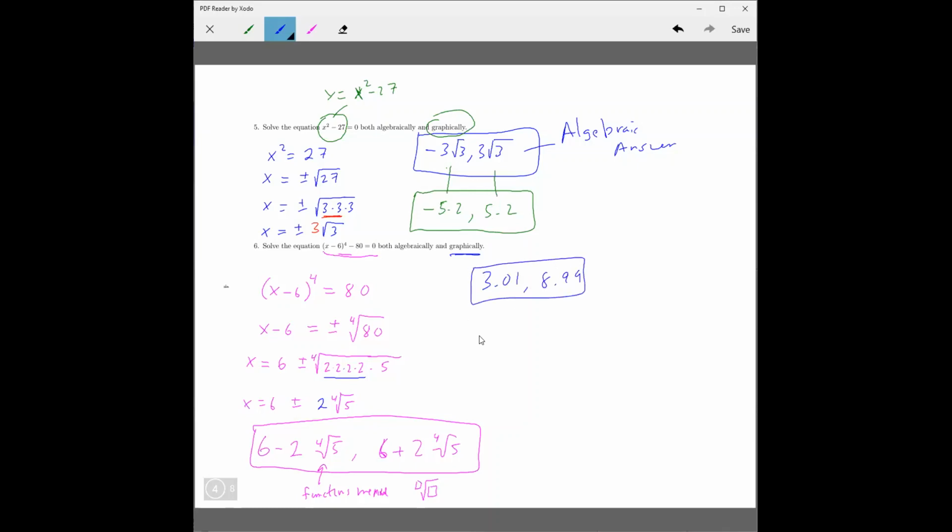That's graphically. And again, this answer is just 6 minus 2 times the 4th root of 5. And this answer is 6 plus 2 times the 4th root of 5. Approximately. They correspond. They're not exactly equal, but that's approximately what happens. Okay. Let's move on to the next one, unless there's any questions about this.